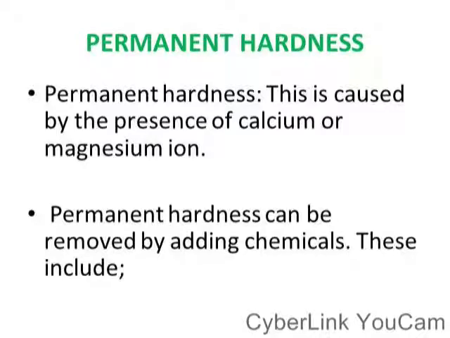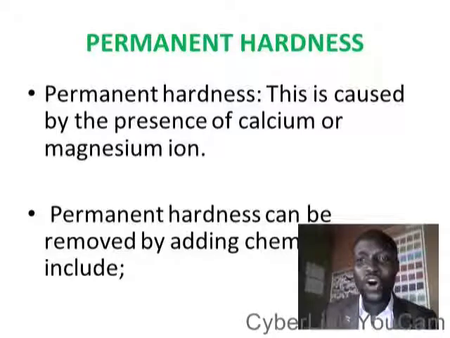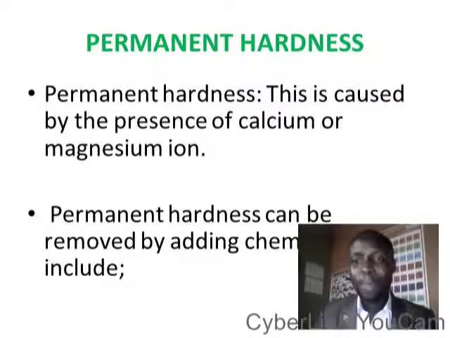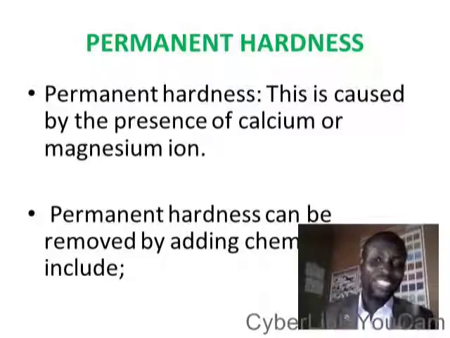Now, permanent hardness of water. This is caused by the presence of calcium or magnesium ions. Permanent hardness can be removed by adding chemicals. We shall be looking at the chemicals in the next video. The chemicals that you add to permanent hard water.